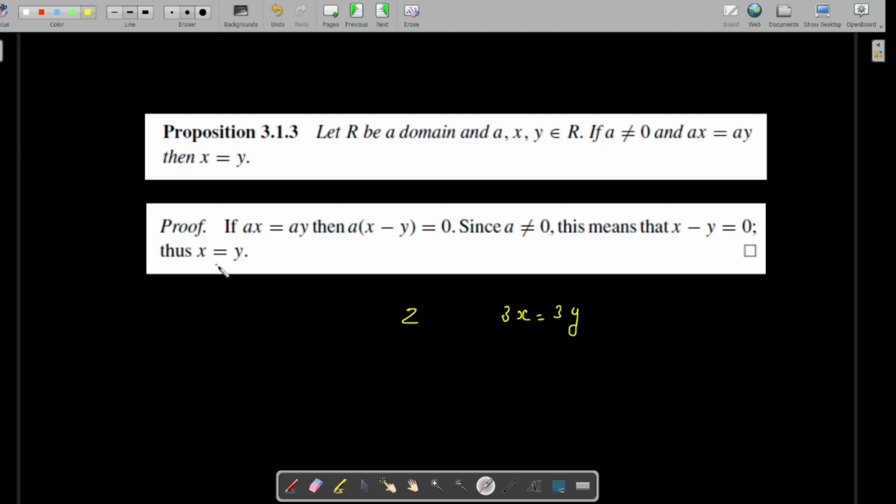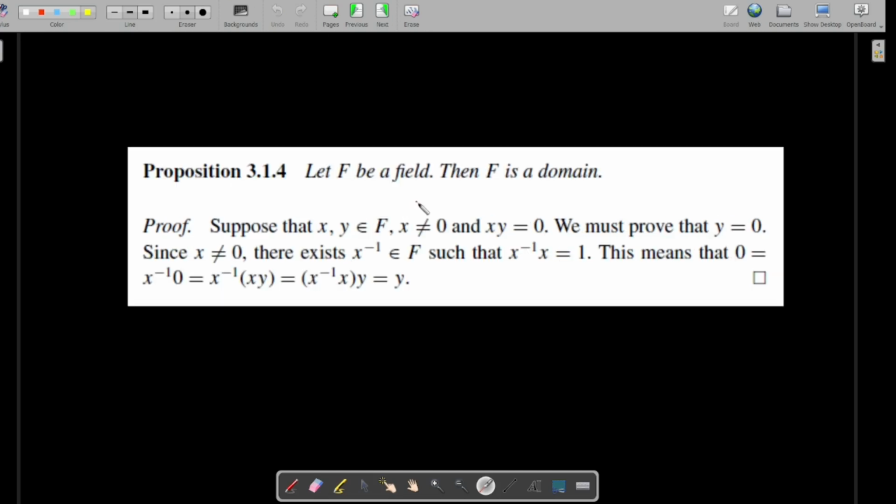So and then that gives x equal to y. So in any domain, if you have a not equal to 0 and ax equal to ay, you can just write x equal to y. Another important result is, let F be a field, then F is a domain. That means that every field is a domain.